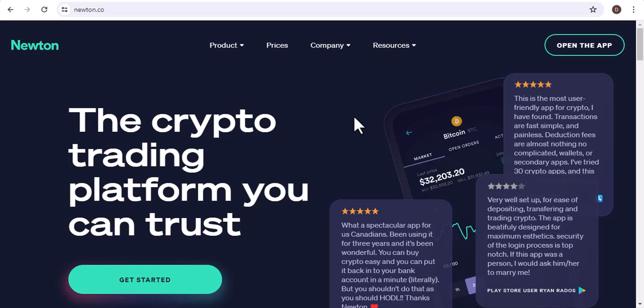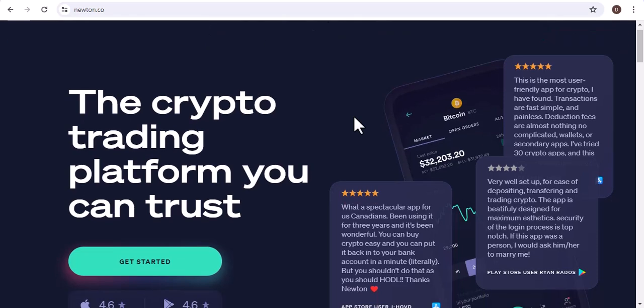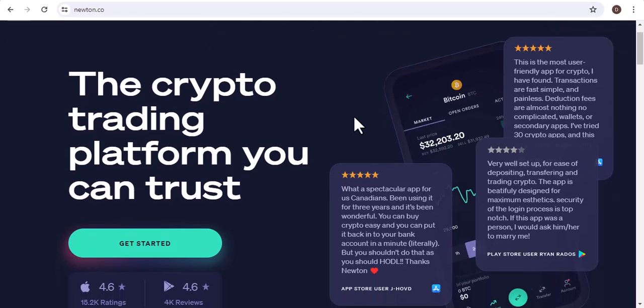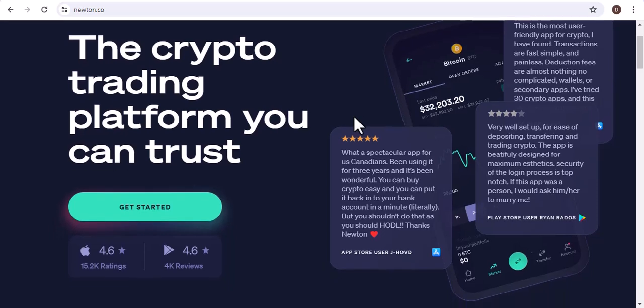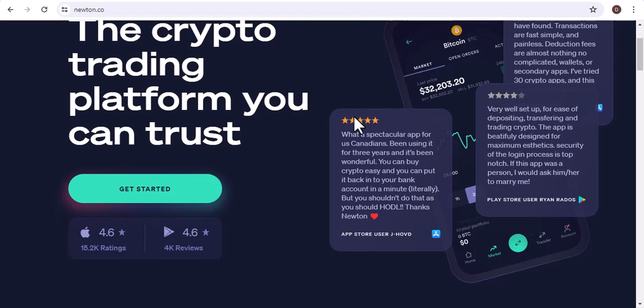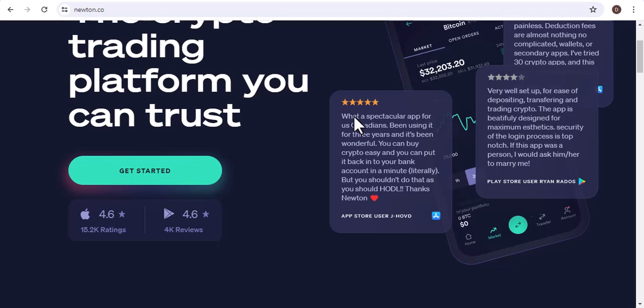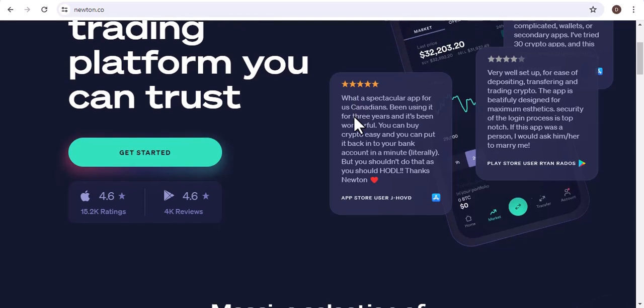Today, I'm going to be talking about how to find your Newton wallet address. This is a question I get asked a lot, and I'm happy to help. Before we get started, I want to make sure you understand what a wallet address is. It's like your bank account number for cryptocurrencies. It's a unique string of characters that you use to send and receive crypto.